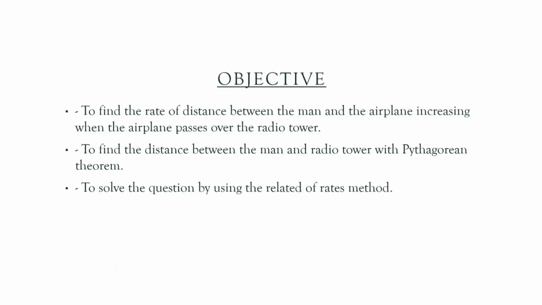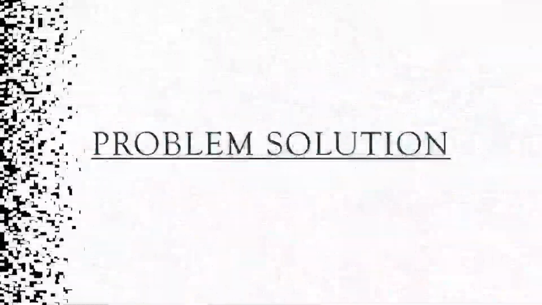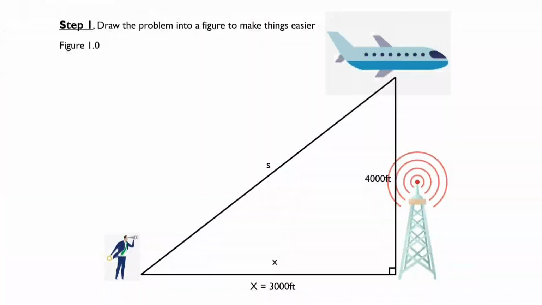For the objective, there are three objectives. First, to find the rate at which the distance between the man and the airplane is increasing when the airplane passes over the radio tower. Second, to find the distance between the man and the plane with the Pythagoras theorem. And lastly, to solve the question by using the related rates method. Next, for the problem solution, step 1: draw the problem into a figure as shown in figure 1.0 to make things easy to understand.